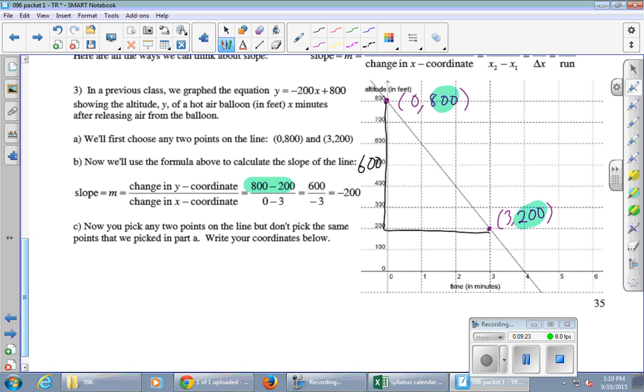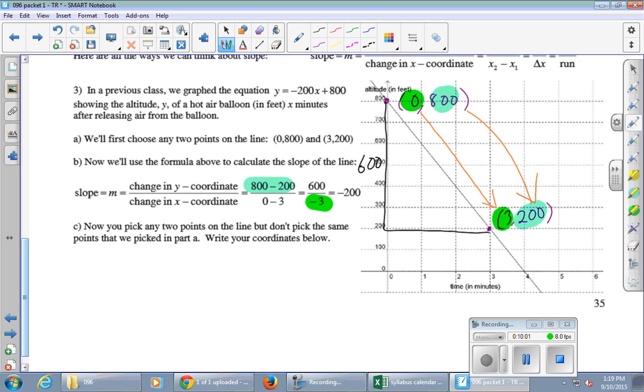And downstairs, we're supposed to do the change in the x. So I'll highlight these guys in green. What is the change in x? It's 3. So downstairs is 3. Should it be 3? Should it be minus 3? Yeah, which one is it? So we got to make sure that we're subtracting in a consistent order. So if we decide we're going to do 800 minus 200, which is exactly what I did on top, that's a fine choice.